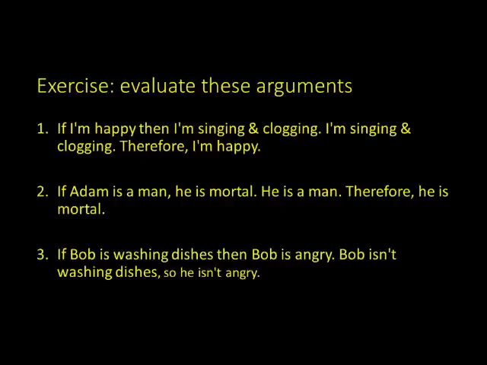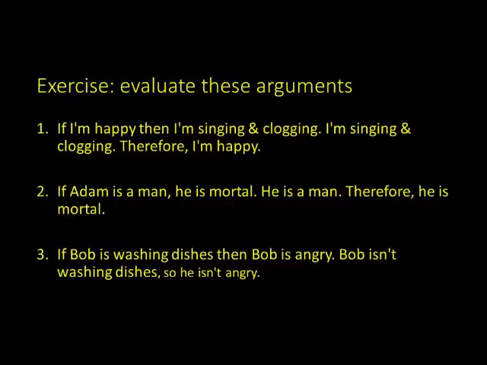Okay. So notice this form. This argument takes the form if A then B, B therefore A, and that's always fallacious. It's a formal fallacy called affirming the consequent. Look at number 2. If Adam is a man, he is mortal. He is a man, therefore he is mortal. That takes the same argument form. I don't have to think much here. It's if A then B, B therefore A.